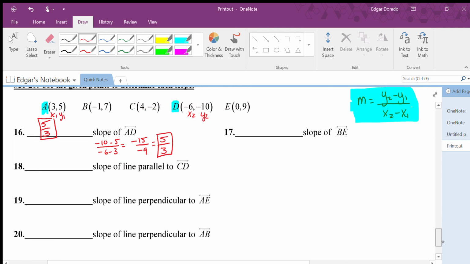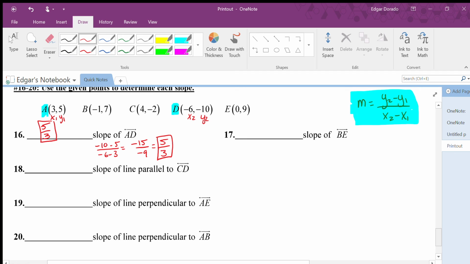Okay. Now I want a line that is parallel to CD. So first off, I need to find what my slope is for CD.